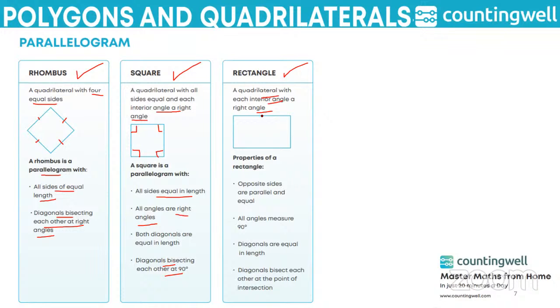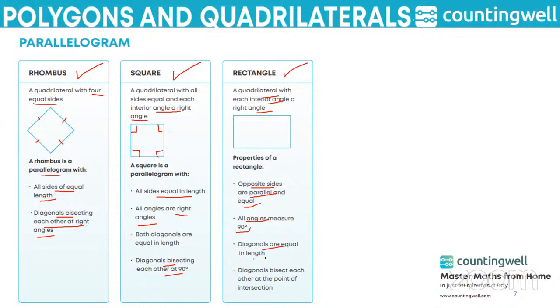But what is the basic compulsion in a rectangle and what is the basic compulsion in a square? So let us understand this. Opposite sides are parallel and equal. So this is the condition for a parallelogram. Then all angles measure 90. Same was in the case of a square also.